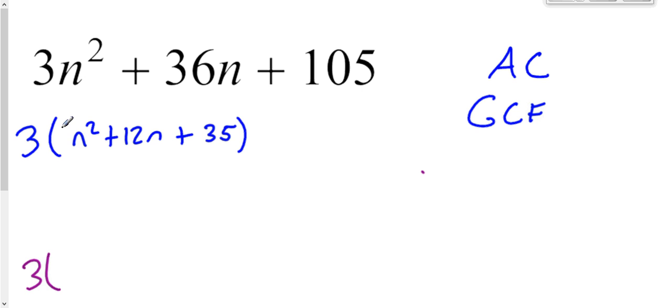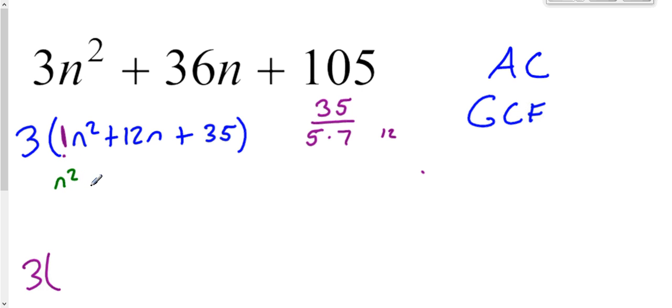So we do our AC method. We take A, which is 1. We're going to multiply it by C, which is 35. In this case, we get 35. I need two numbers that multiply to 35, but are going to add to 12. First ones I can think of that multiply to 35 is 5 times 7. 5 plus 7 is 12. And we have found our pair on our first try.